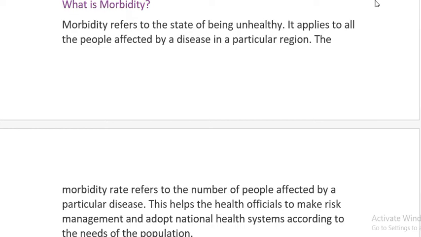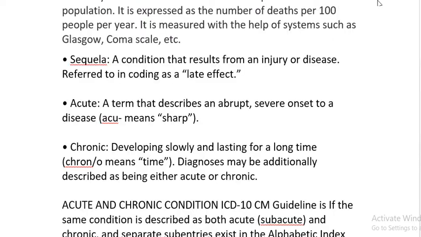One more word we need to learn, sequela: a condition that results from an injury or disease, referred to as late effects in our medical coding. Like if you have a burn, you will get a scar. So the scar will become the late effect of the burn. Because of the burn only, we have the scar. So the scar is the late effect of the burn, which is sequela.